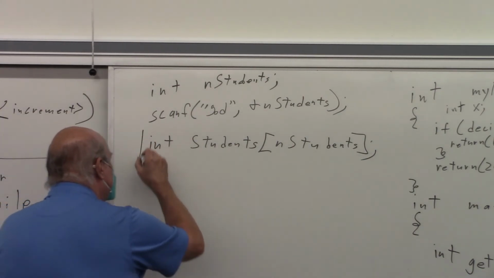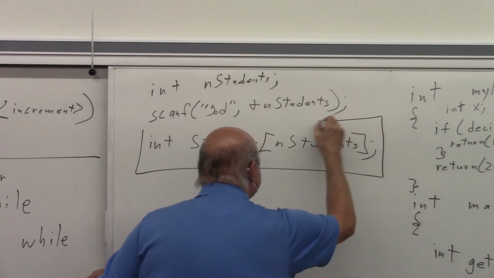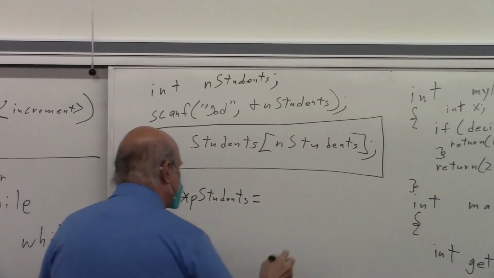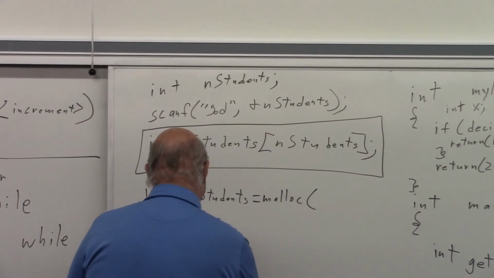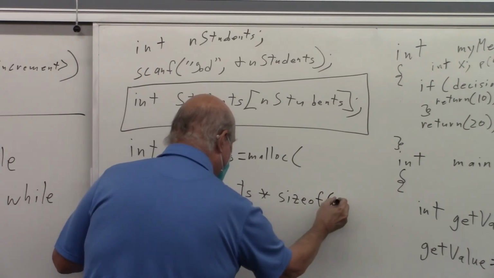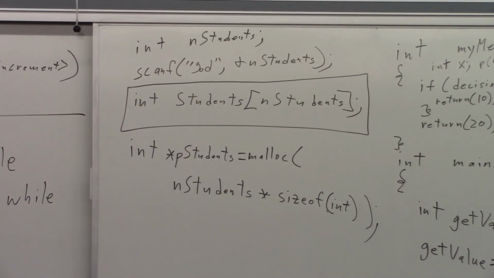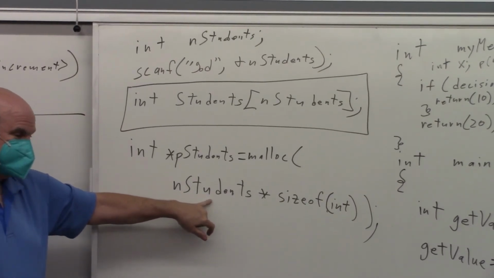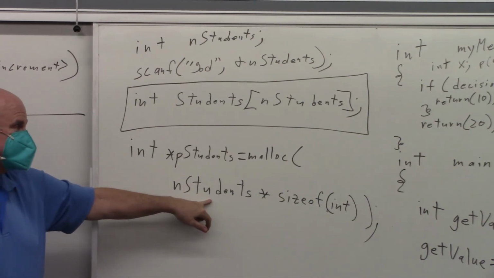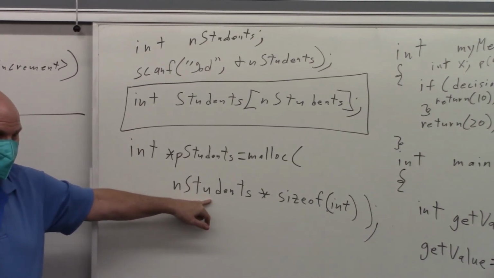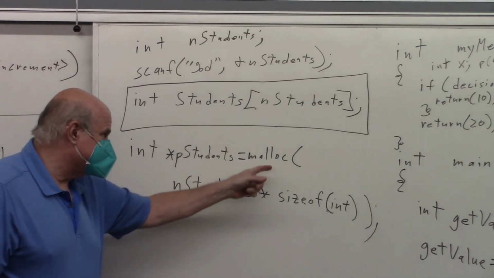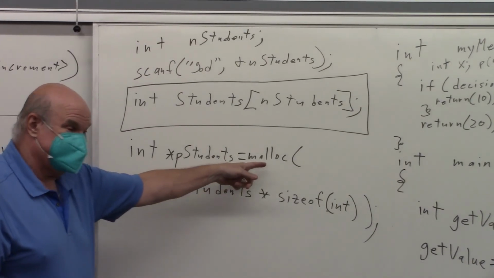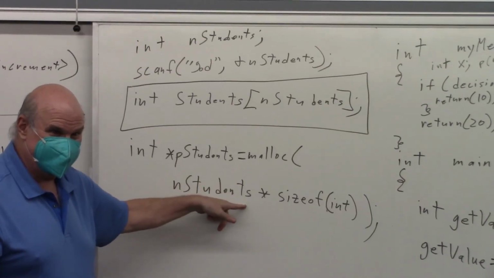This same code could be written instead of using that statement. This would do the same thing. This would also give me a dynamic array, because again, n students comes in, that's the number of integers I'm going to put in this array. And I use malloc instead.